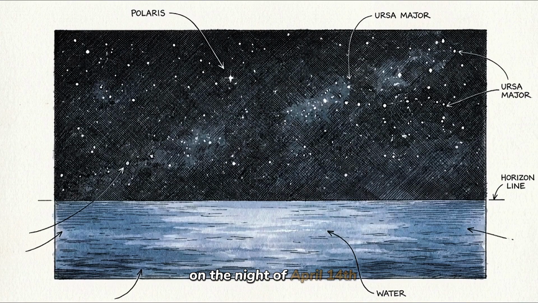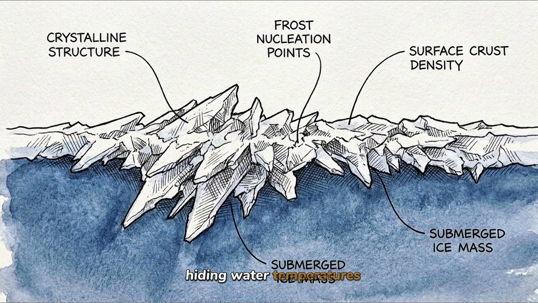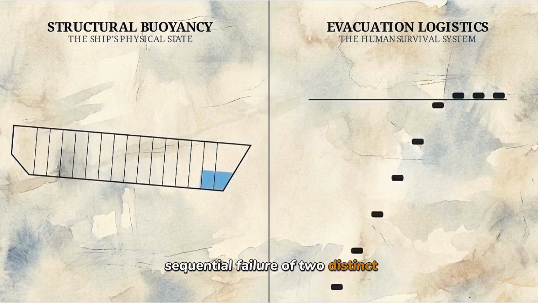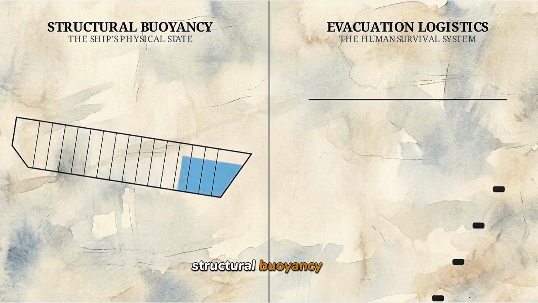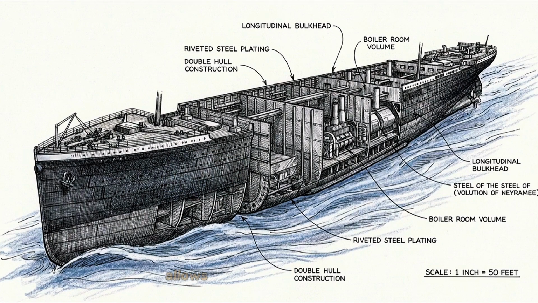On the night of April 14th, the vessel operated in an environment that masked its inherent danger. The North Atlantic was perfectly calm, hiding water temperatures that hovered at the freezing point. The sinking progressed as a measurable sequential failure of two distinct systems: structural buoyancy and evacuation logistics. Moving past the popular myths allows us to examine the specific physics and mathematics that governed the system's collapse.